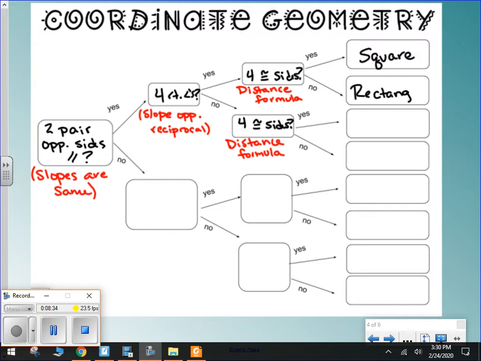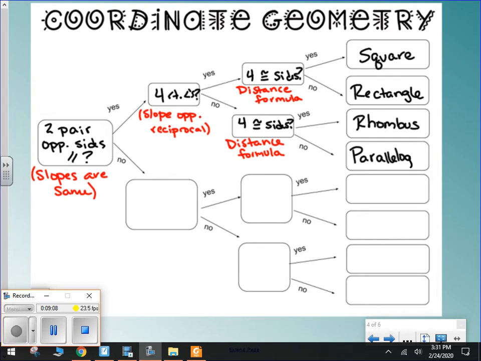If you say no to four right angles and yes to four congruent sides, you're going to classify your quadrilateral as a rhombus. If you don't have four right angles and you don't have four congruent sides, you are going to classify your quadrilateral as a parallelogram. So that's the top half of the flow chart.